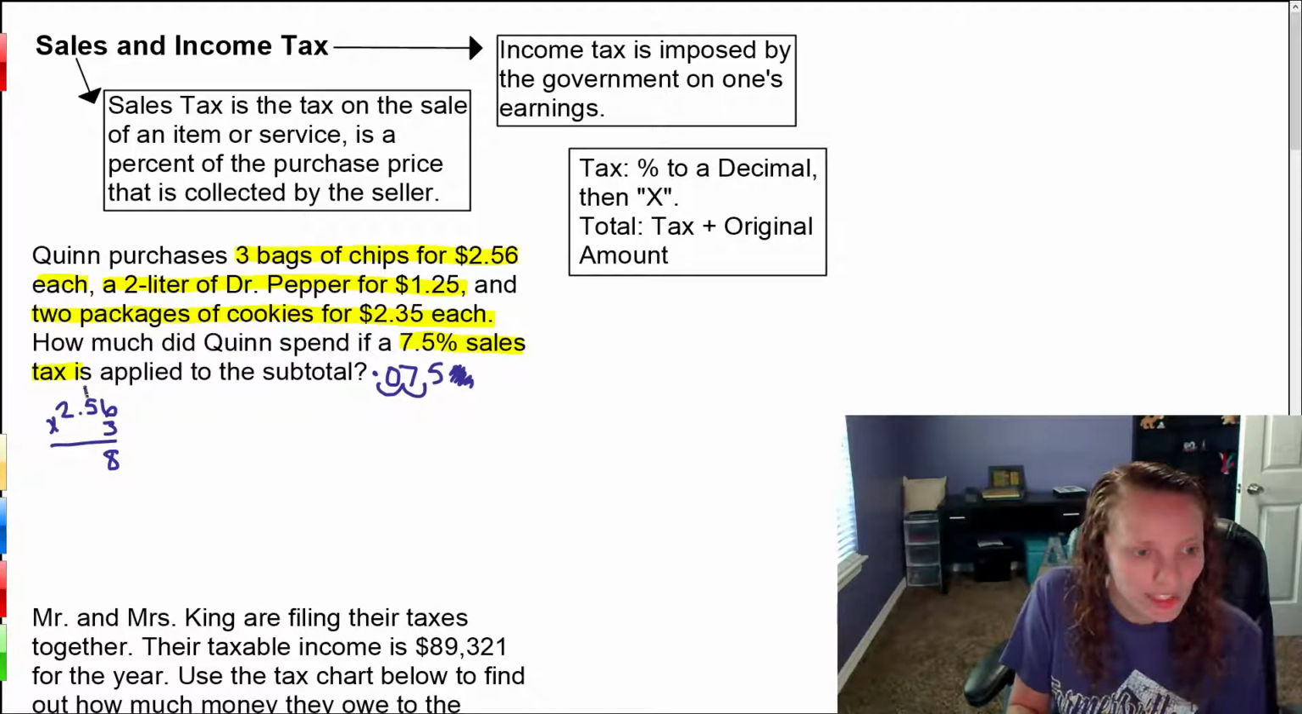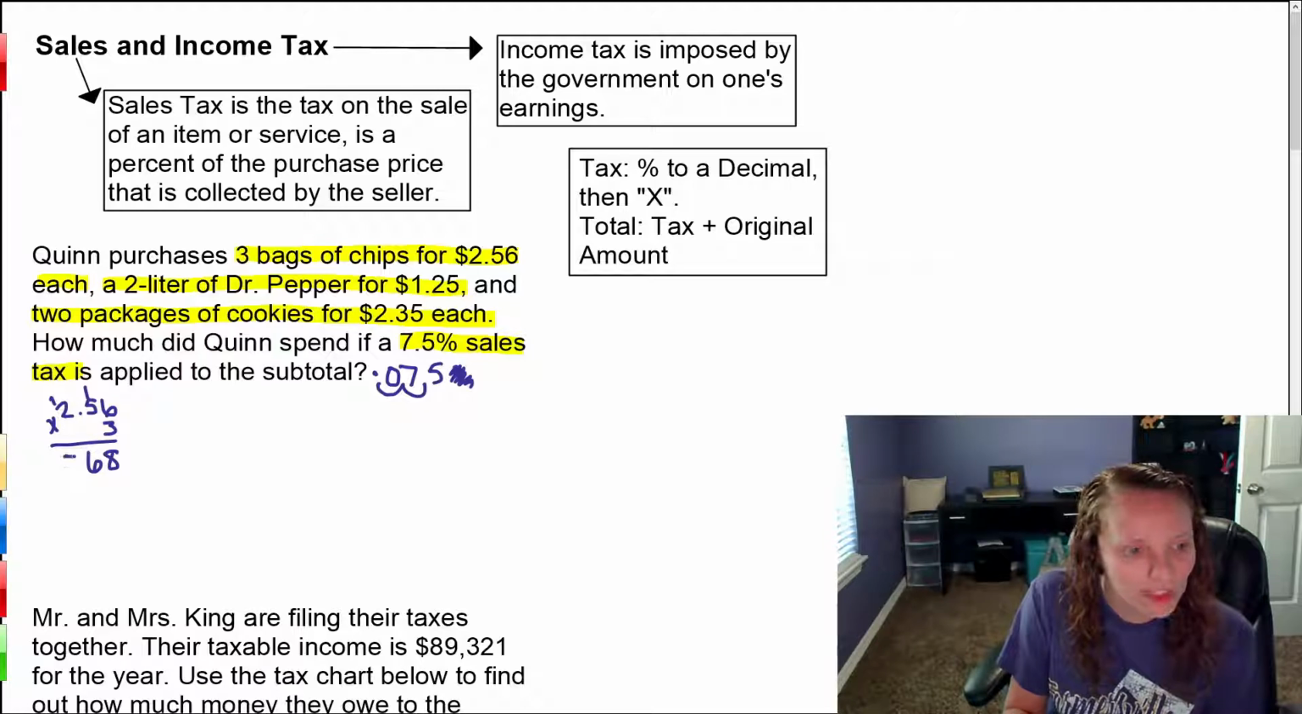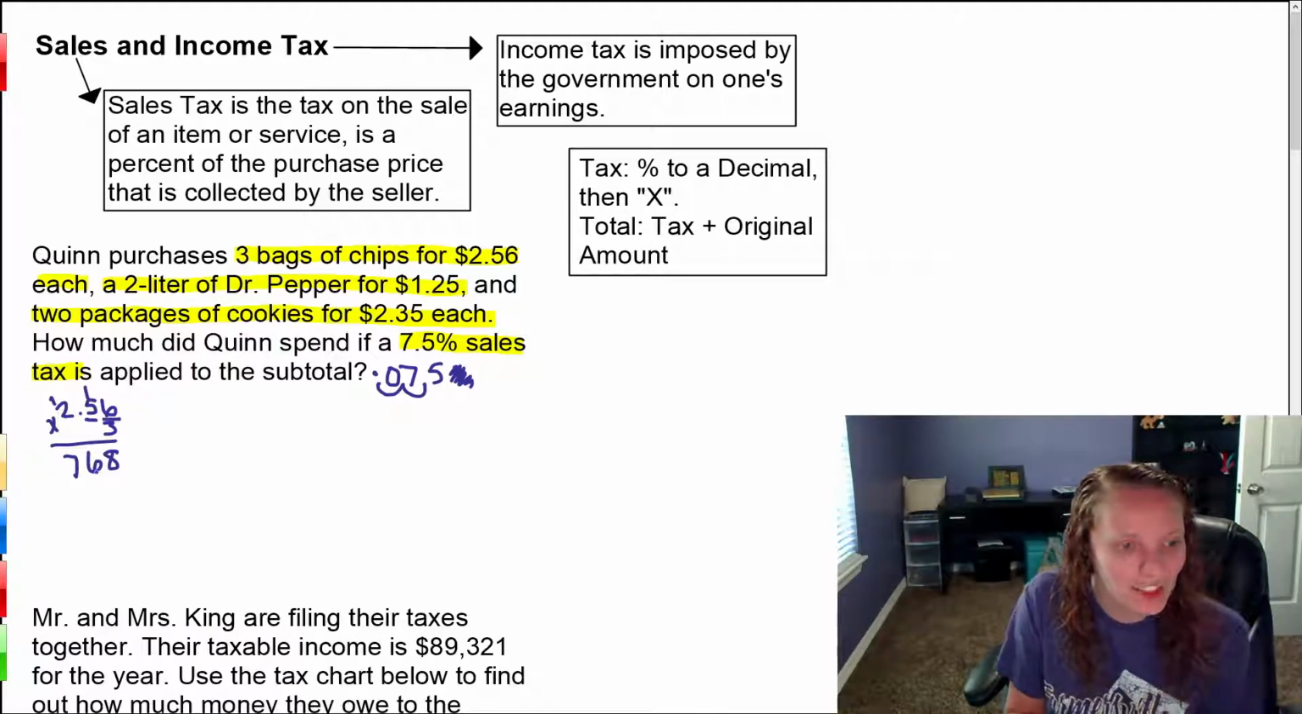6 times 3 is 18. 5 times 3 is 15, plus 1 is 16. 3 times 2 is 6. Plus 1 is 7, and then I'm noticing there's 2 numbers that are after a decimal, so we'll count over 1, 2. So all of the chips are going to cost $7.68.